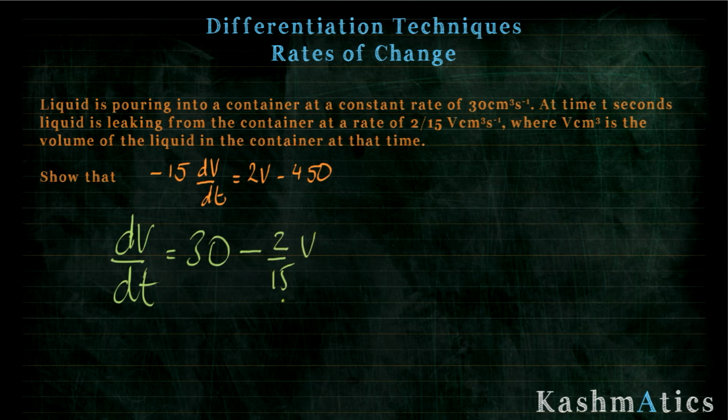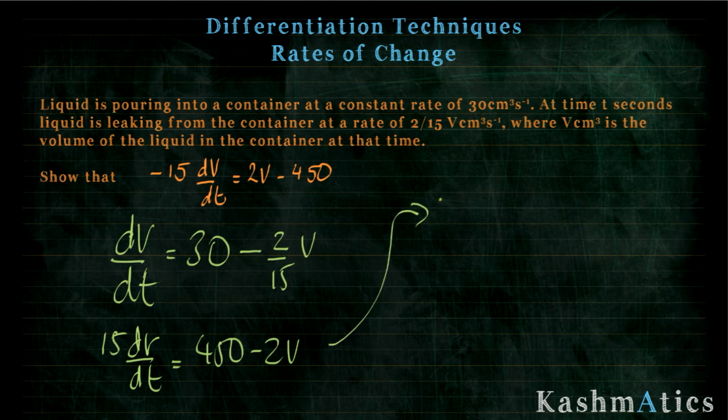Now all I need to do now is multiply by 15, and if I do that, I get 15 dV by dt equals 450 take away 2V. Now to get the equation I've got up here, I just need to multiply every term by minus 1, and if I do that, I get minus 15 dV by dt equals 2V minus 450. So other than the initial setting up of the equation, it wasn't actually that difficult.